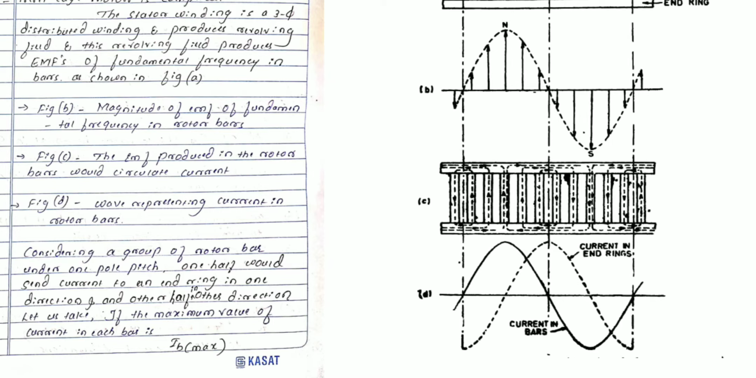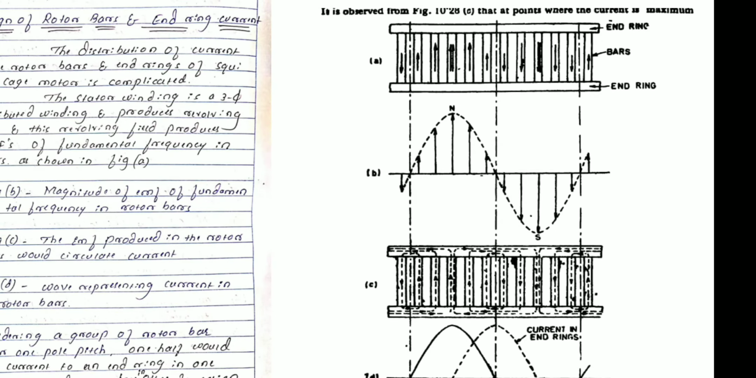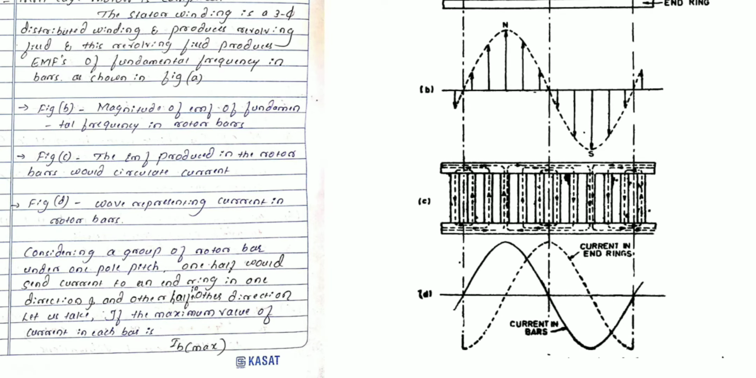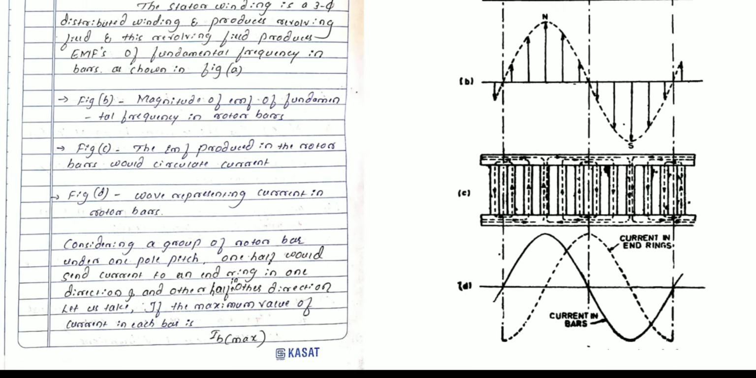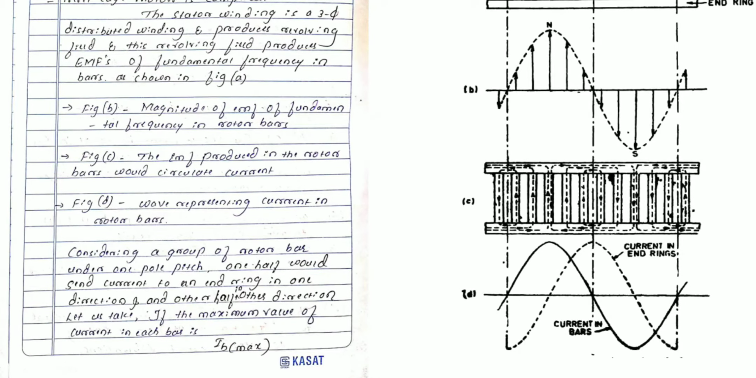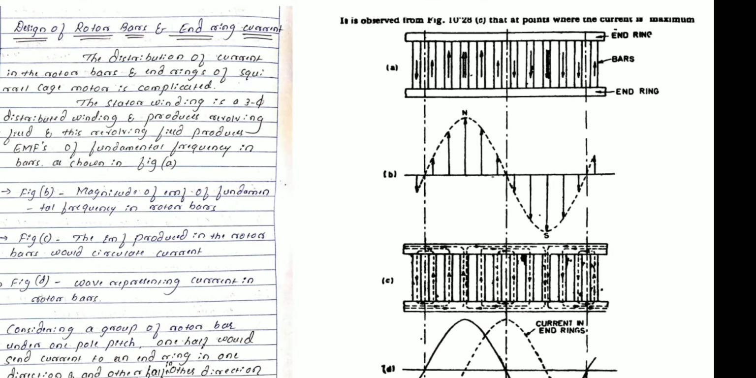Suppose the maximum value of the current in each bar is represented by I B max here. Just see here, that is the current being represented. B stands for the bar, that is I B, and this will be the maximum current here. Suppose the maximum value of the current in each bar is represented by I B max. Okay, next we'll go to the next slide.